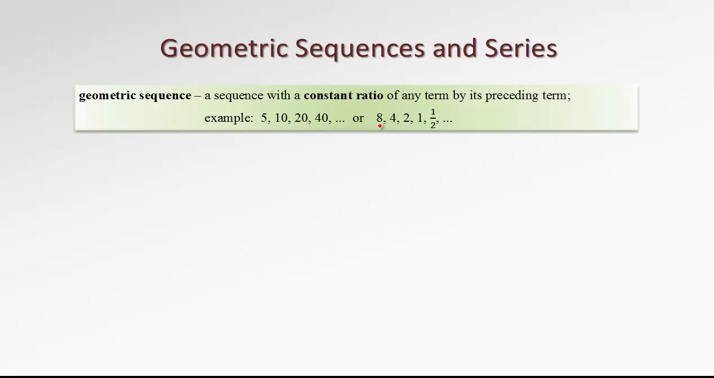Or another example, 8, 4, 2, 1, 1/2. Well, we can easily observe that the constant ratio for this particular sequence is 1/2, because 4 over 8 is 1/2, 2 over 4 is 1/2, and so on. So the main feature of a geometric sequence is the constant ratio. This constant ratio sometimes is referred to as the common ratio, similarly as the common difference for arithmetic sequences before.